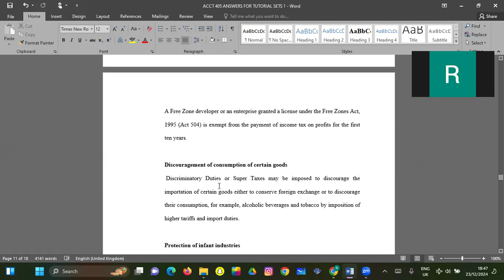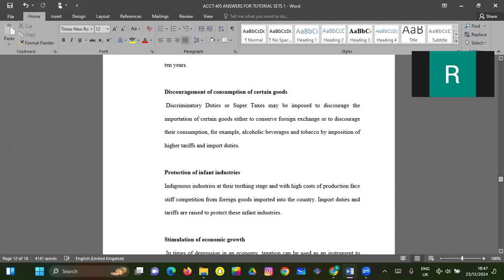Then it also helps in discouragement of consumption of certain goods, right? So for example, alcoholic beverages. In my lectures, I even use origin as an example with this one. And then protect infant industries. Government tends to tax other industries or imported goods, so that a small industry that produces similar goods can be able to withstand whatever is the barrier for them.